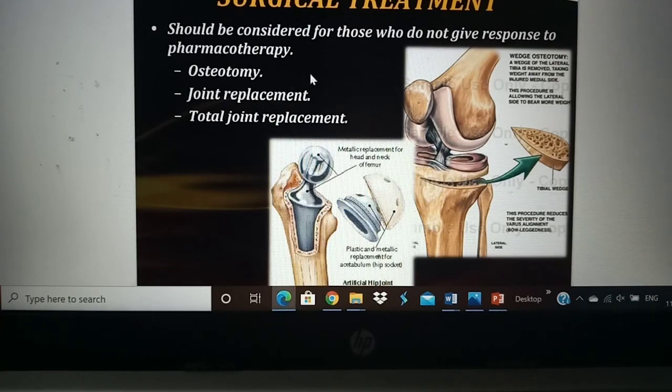Osteotomy can be done, or joint replacement, either a partial joint replacement or a total joint replacement. Whenever the joint surfaces are damaged or eroded beyond repair and the supportive therapy is not giving pain relief, then joint replacement is the main treatment of choice. But remember, if the person is obese, first they have to reduce the obesity before the joint replacement is done, otherwise they will still suffer from pain.